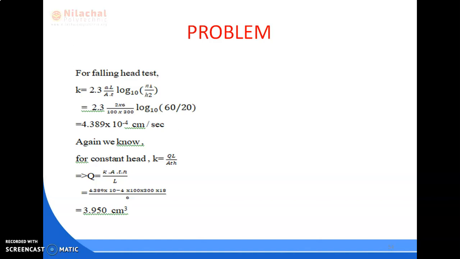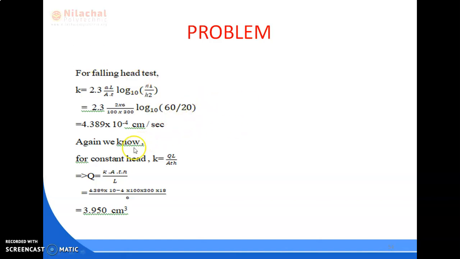So for the falling head test, K equal to, we know the formula, 2.3 aL by At log base 10 H1 by H2. So K equal to 2.3 into 2 into 6 by 100 into 300 log base 10 of 60 by 20. This equals 4.389 into 10 to the power minus 4 centimeter per second. So this is one answer.